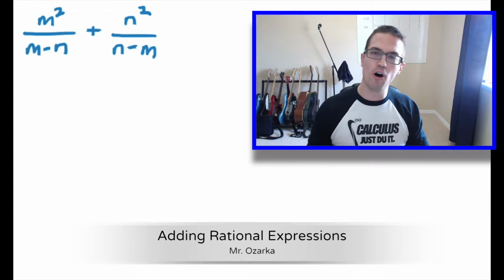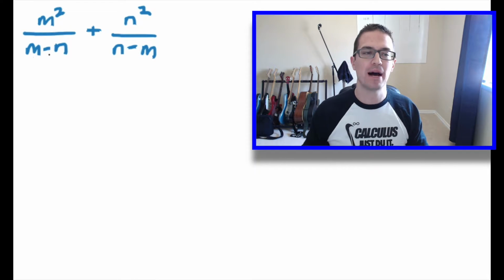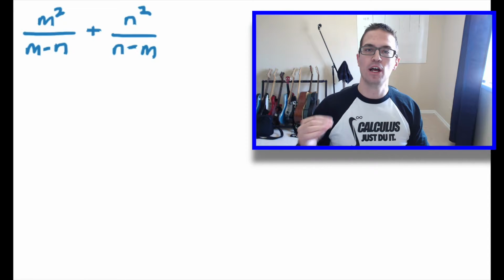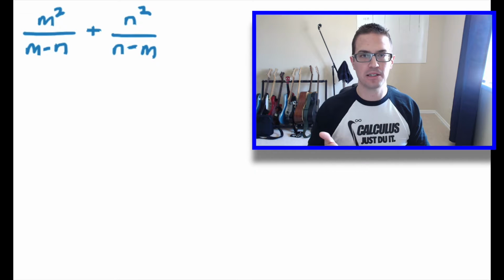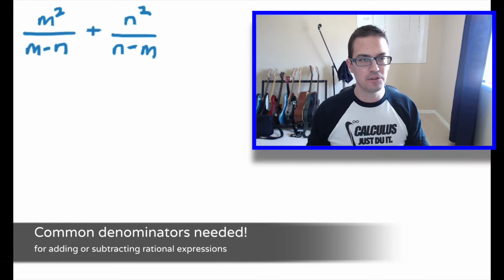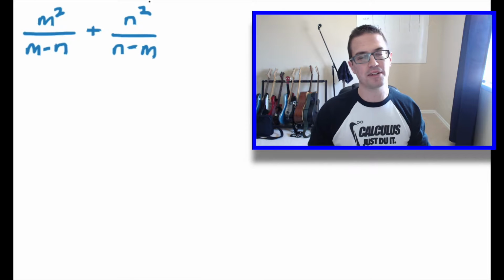All right, so this is going to be a video about adding rational expressions, and basically I have this m squared over m minus n plus n squared over n minus m. Now, again, just like we did with the subtracting of rational expressions, for the adding of rational expressions, you have to have common denominators. Now, if you see for these common denominators, in this case, it's m minus n and n minus m. Now, they're very, very similar, but they're kind of flipped.